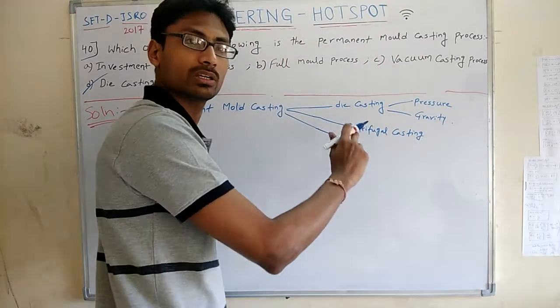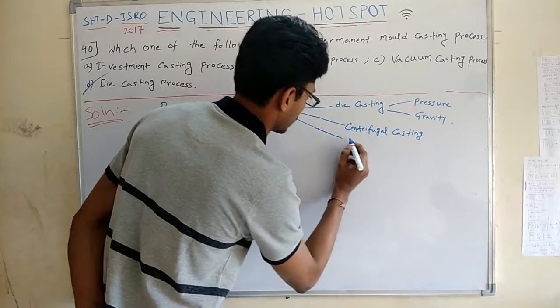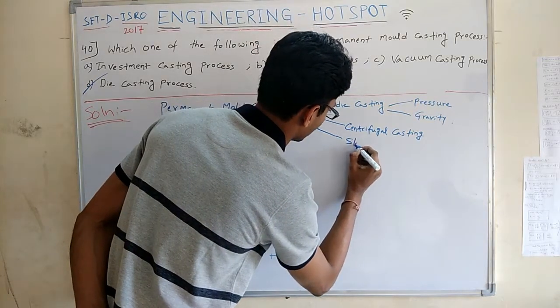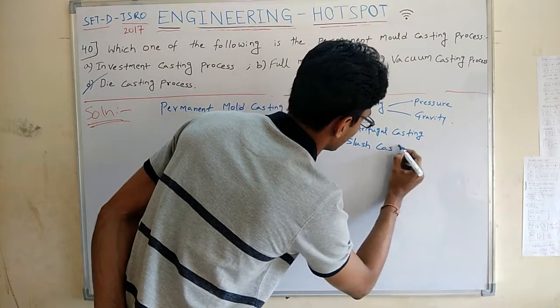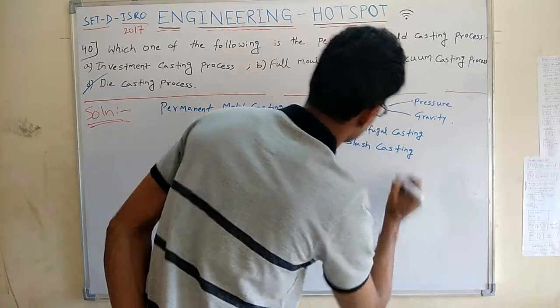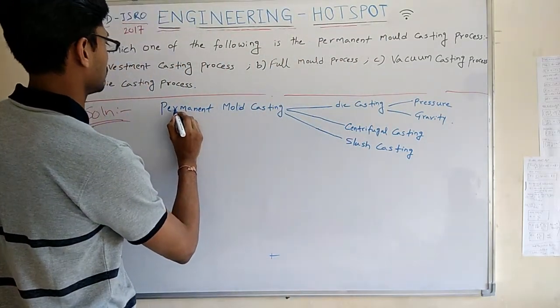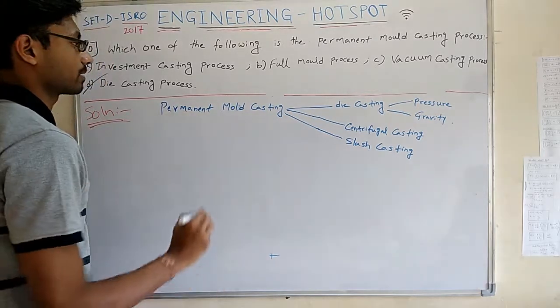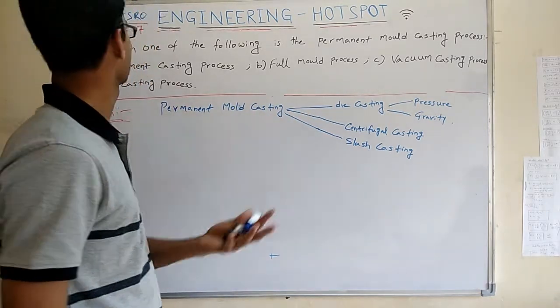In these 2 types, the mold is made of metal. Metal mold is used. There is one more option called slush casting. These are some of the examples for permanent mold casting. In this paper, they have asked about the permanent mold casting.